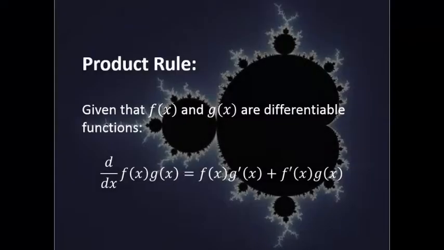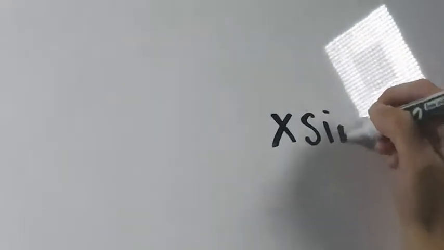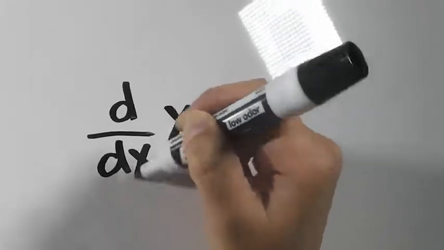In this video, we're going to be working with the product rule. So, the product rule, let's look at an example of a composite function that uses the product rule when you're trying to derive it. Let's start with x sine x. And let's say we wanted to find the derivative of x sine x.